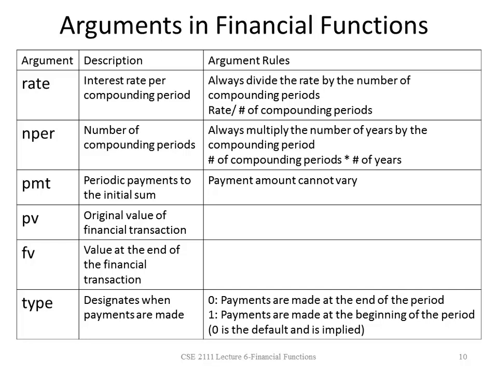And the type argument designates when payments are made. If you put a 0 in for the type, we will assume that payments are made at the end of the period. If you put a 1 in, we will assume that payments are made at the beginning of the compounding period. 0 is the default, and for this class, we will always assume that payments are made at the end of the period unless I tell you specifically that they are made at the beginning.